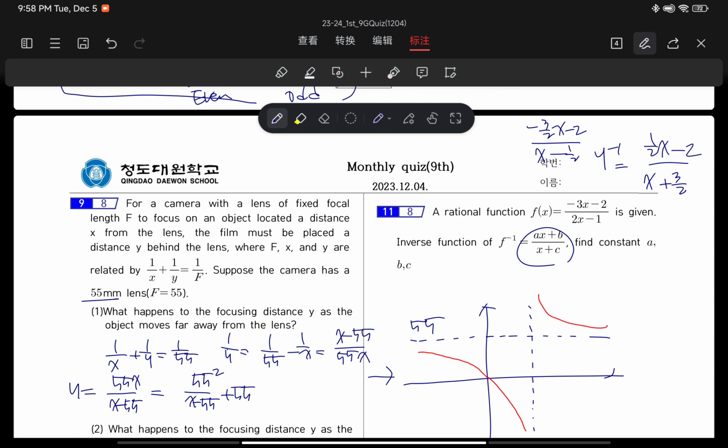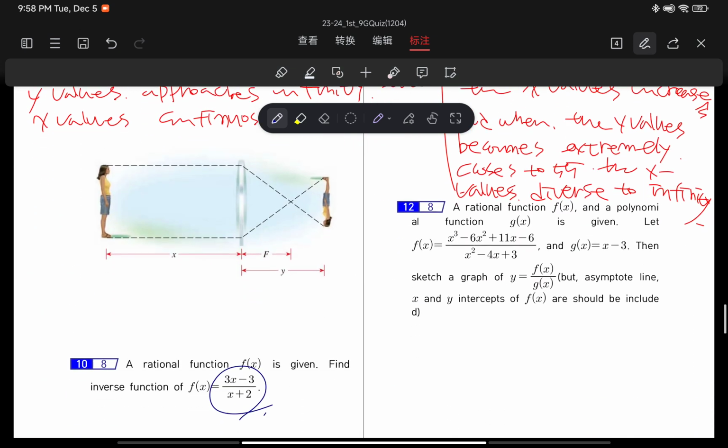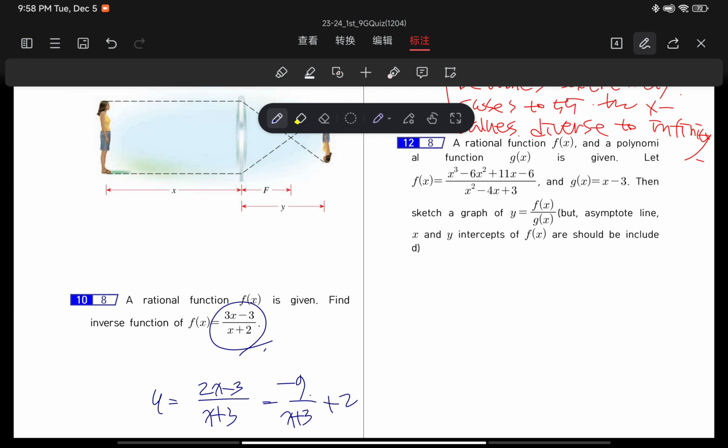Okay. Sorry, it should be 1. So a equal to half, b equal to minus 1, c equal to 3 over 2. Okay. 12. So f(x) equal to x cubed minus 6x squared plus 11x minus 6.